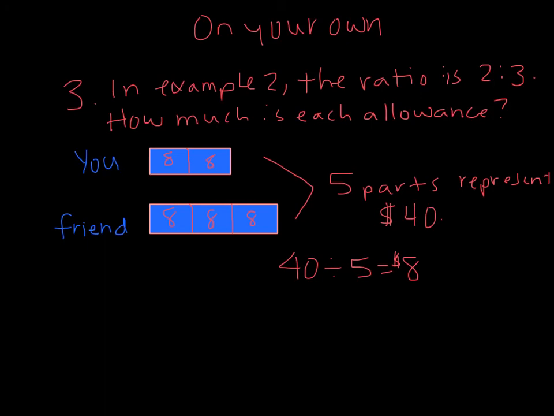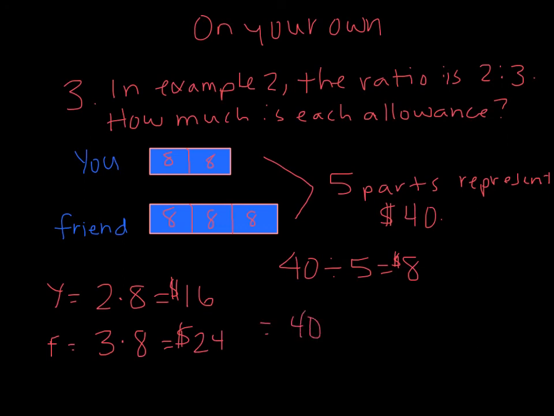To find out how much money we would get as an allowance, we would say we've got 2 parts times our $8 each, and we should come up with $16. Your friend has 3 parts times 8, and your answer should be $24. And if you do the math, 24 plus 16 does equal a total of $40. So your answer would be you make $16 each month for your allowance. Your friend has $24 each month for allowance.